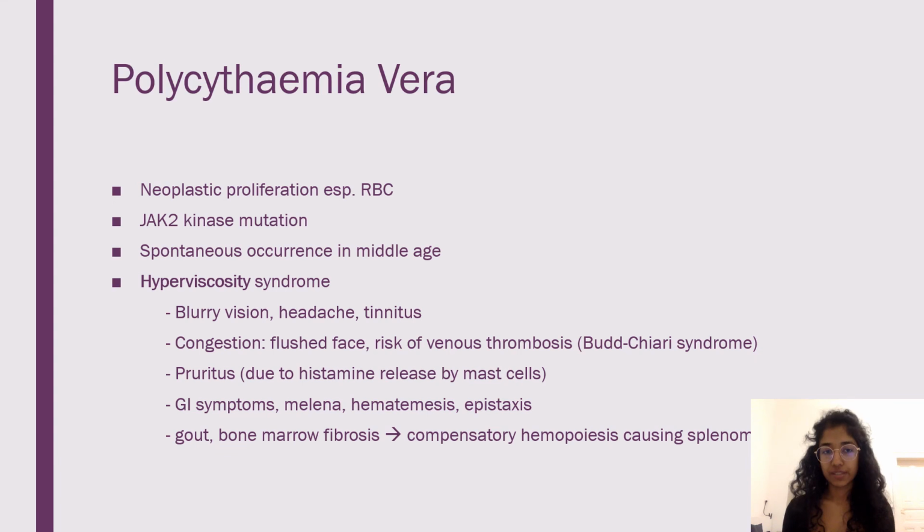You also have the development of pruritus due to the release of histamines by mast cells, as well as the development of gastrointestinal symptoms, such as melena, hematemesis, or epistaxis, so due to increased red blood cells. You also have increased cell turnover, which will therefore lead to hyperuricemia, which can present as gout when these uric acid crystals deposit in the joints. And you can also have bone marrow fibrosis, which will lead to secondary compensatory hematopoiesis occurring in the secondary hematopoietic organs, such as the liver and the spleen, which will therefore lead to splenomegaly.